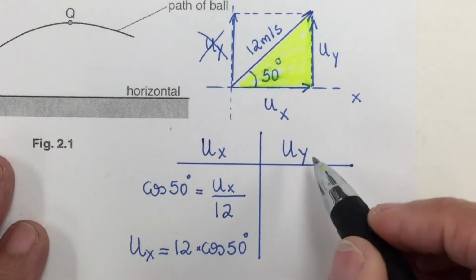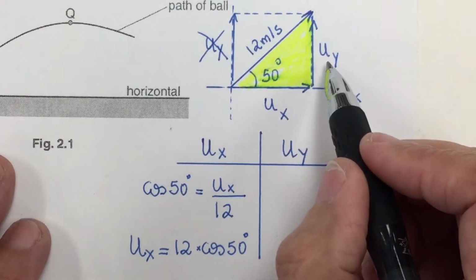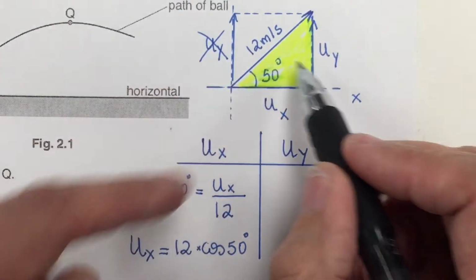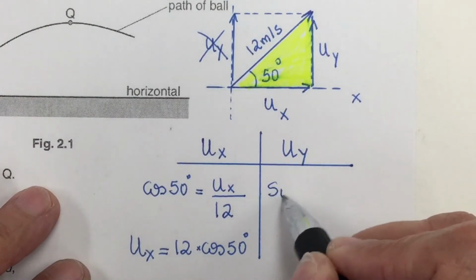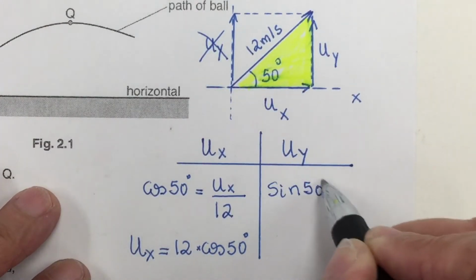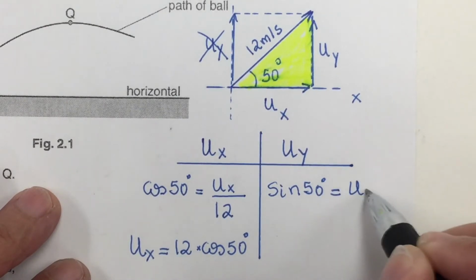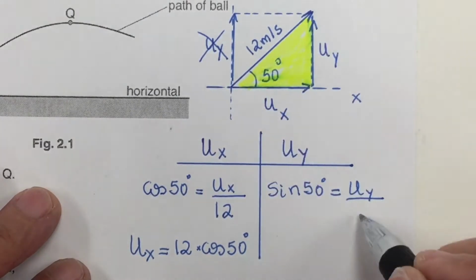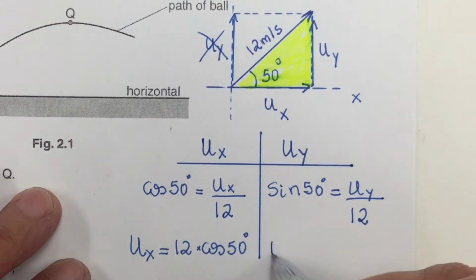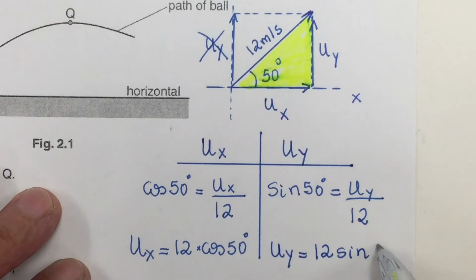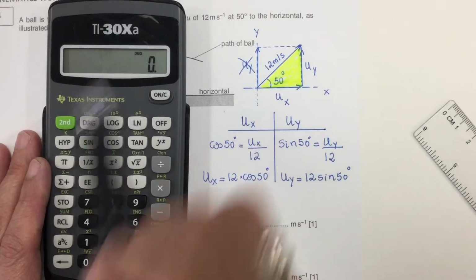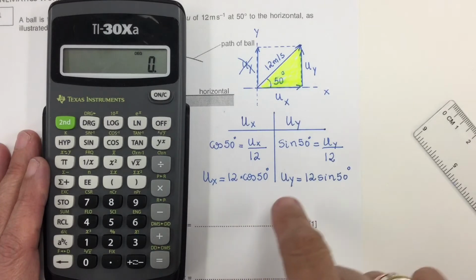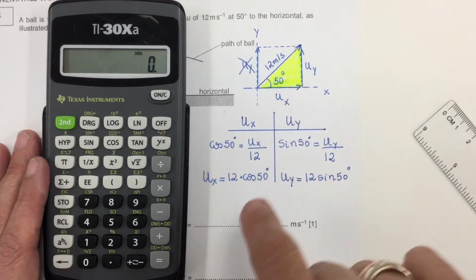For the vertical component, because it is the side opposite the angle, I'm using sine of 50 degrees, which is the opposite over the hypotenuse, which is 12. My vertical component is 12 sine of 50 degrees. Now I'm using my calculator in degrees to calculate the value or magnitude of those components.